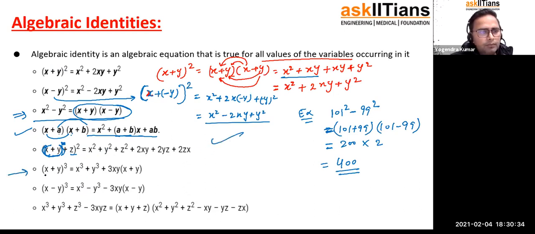Next one, (x plus y) whole cube. So now you might be wondering again how it is coming. No problem. Break it down. (x plus y) whole square we have seen.